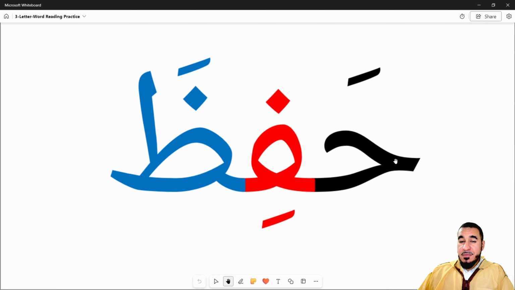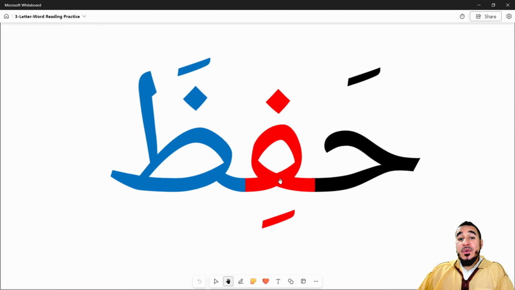Okay, so remember this letter here. When it comes at the start of a word, it comes like this. And it's part of a group of 3 letters. This is the ha. So when a dot comes above this letter, it would be kha. But if the dot comes below this letter, then it would be jim. Okay? So this is the ha, the heavy H sound at the beginning of a word. And it has the fatha above it. So it would be pronounced ha.